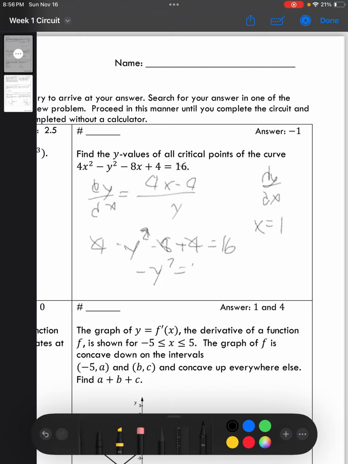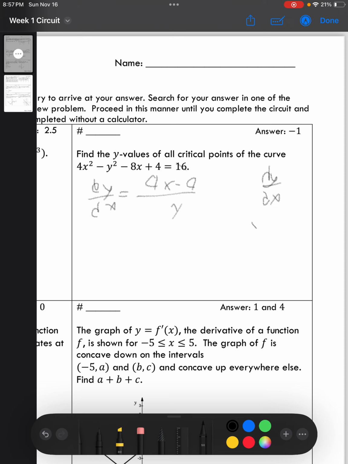So minus y squared is equal to 16. So you divide both sides by -1. y squared equals negative 16. Again, y cannot be an answer. You can't square root a negative number. So x equals 1 doesn't work.